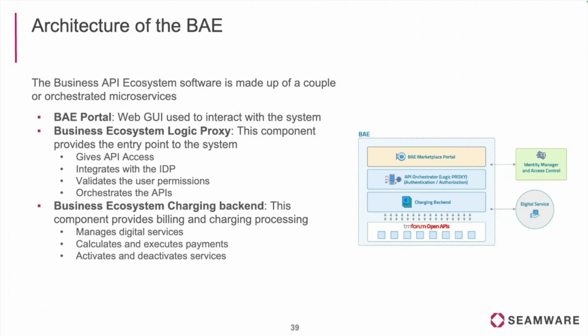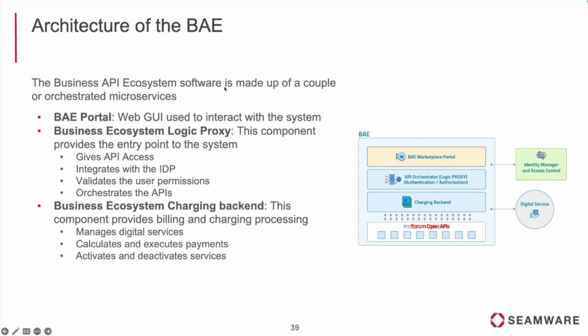As I was mentioning, the business API ecosystem is using the TM Forum API. So basically, we have this architecture made of 3 different components. We have the BAE portal, which is the graphical interface that is used to interact with the system. It's just an Angular web page.